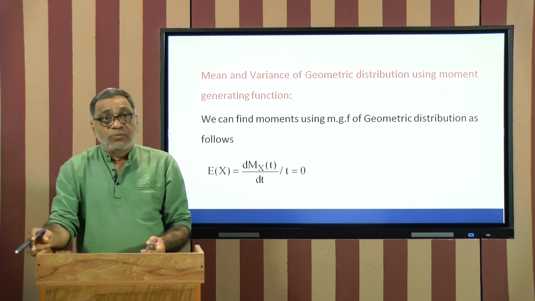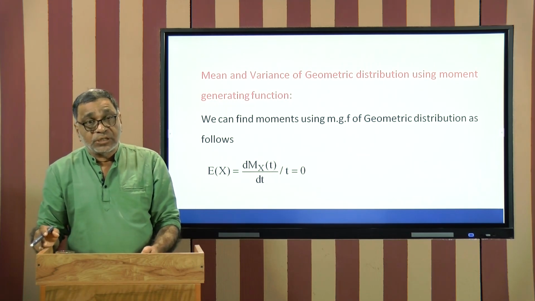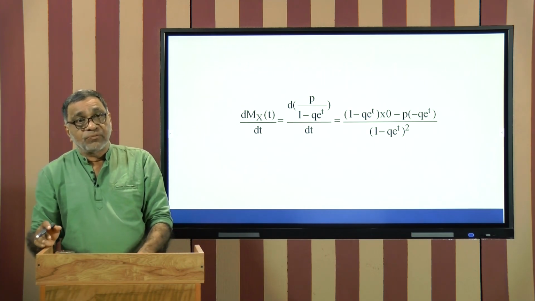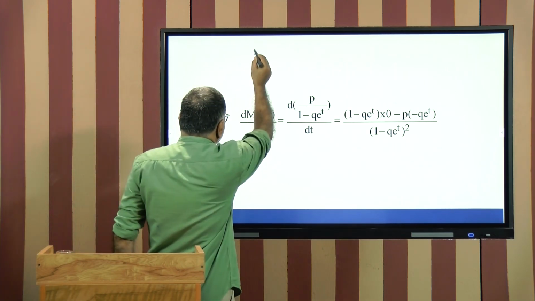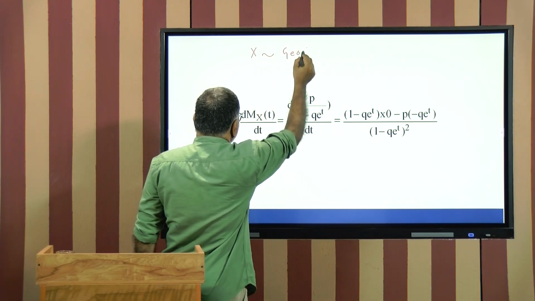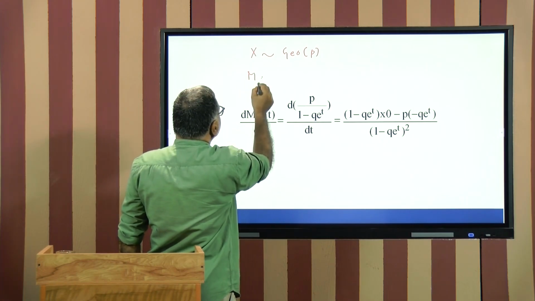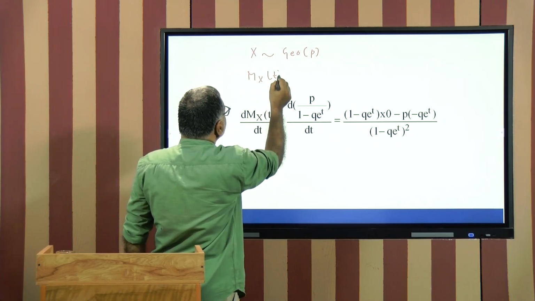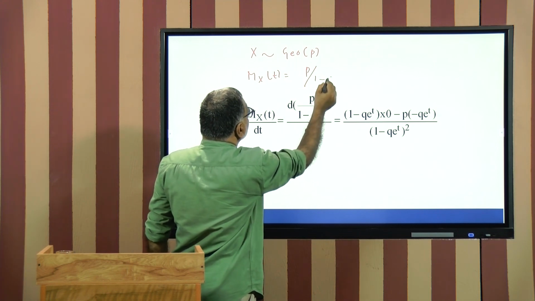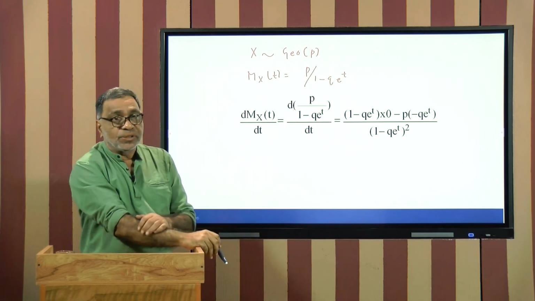Just look here, suppose you have the geometric random variable, and what is the moment generating function we have discussed. X is a geometric random variable with parameter p, and we have derived the MX(t) already, that is the moment generating function, that is p divided by 1 minus q e power t. That is our moment generating function.